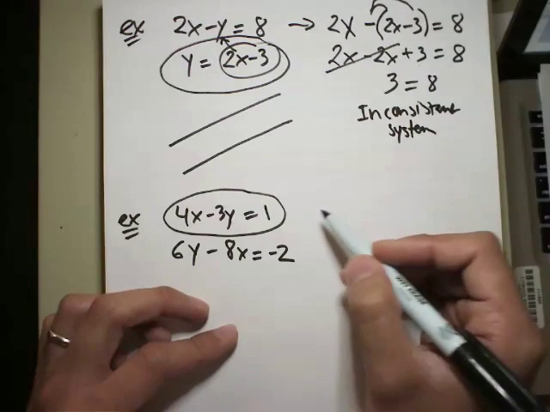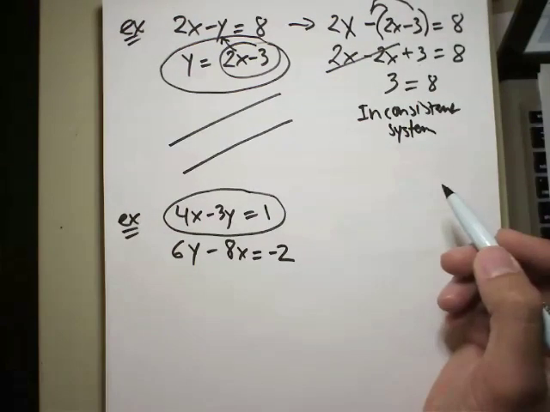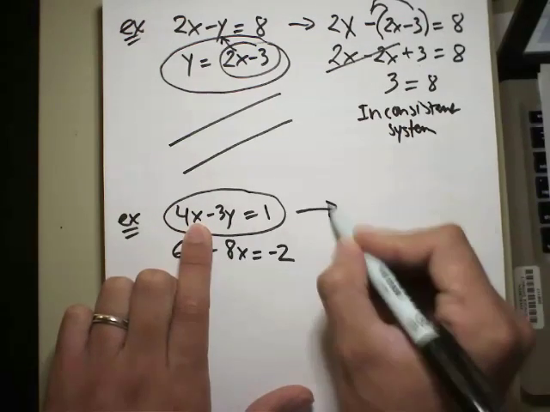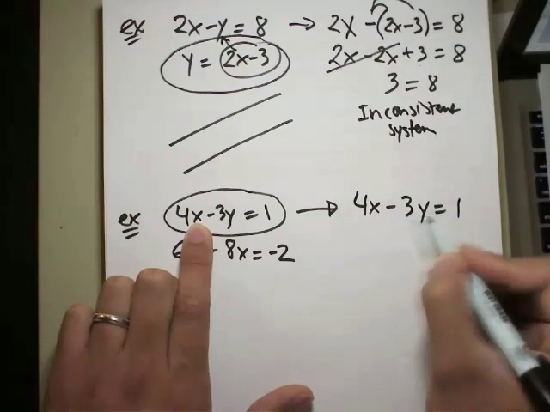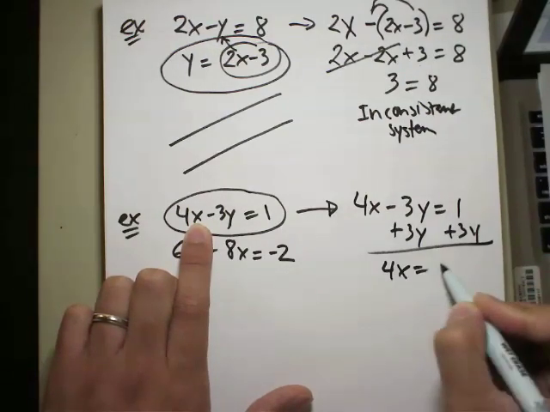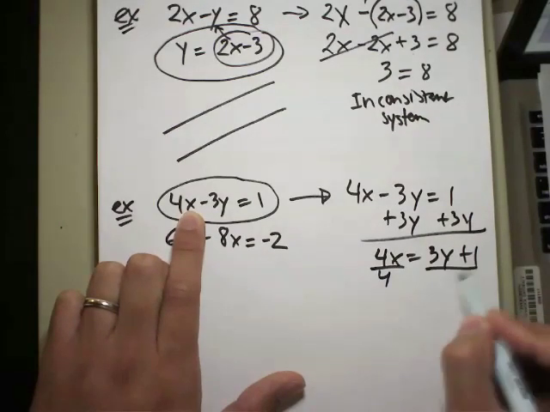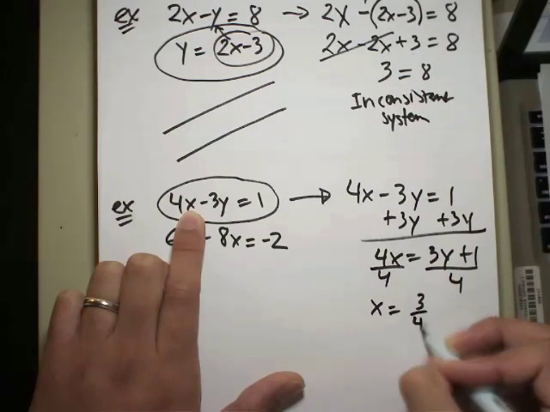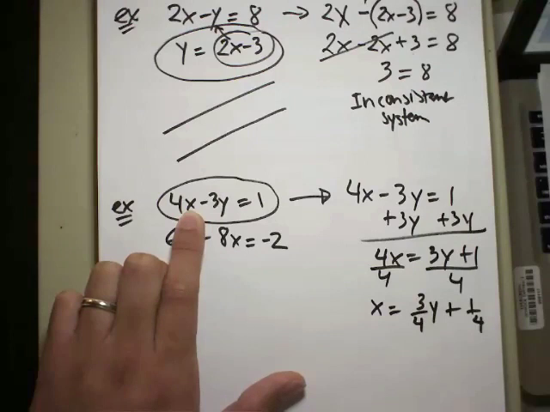And in this case, I want to solve for x, right? Technically, it doesn't really matter what variable you pick to solve for. But in this case, I want to solve for x. So I would move the negative 3y over by adding it to the other side. So I have 4x equals 3y plus 1, divided by 4 on both sides. So x would be 3/4 y plus 1/4. Okay, it looks kind of complicated right now, but it's okay.